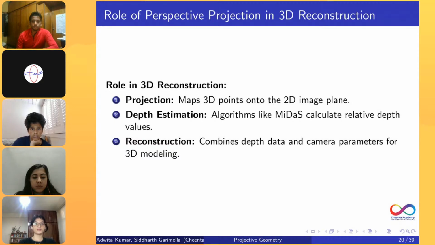Okay, so the role of perspective projection in 3D reconstruction. The first role is projection: it maps 3D points onto a 2D image plane. The second one is depth estimation: algorithms like MiDaS calculate relative depth values. And 3D reconstruction combines depth data and camera parameters for 3D modeling.